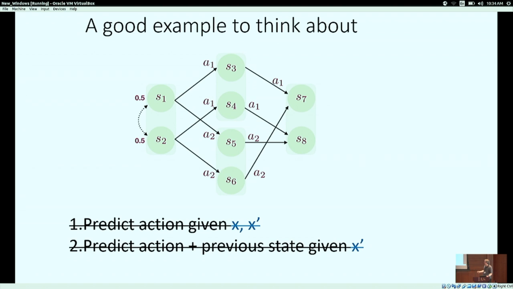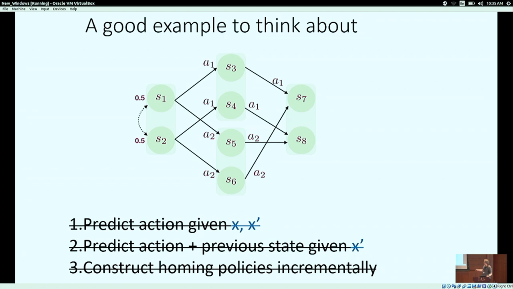You can also try to predict the action plus the previous state given X prime. That's what our previous paper at ICML was about. That also does not work here. And another thing that you can observe is that you can't construct homing policies incrementally doing this, because the homing policy to reach S7 is not a concatenation of the homing policy to reach S3 or S4 and another step. It's something where you have to reach back in time, and that's where the policy search for dynamic programming becomes very useful.